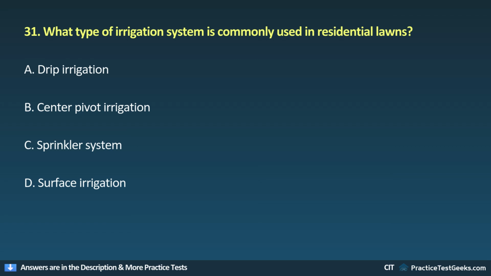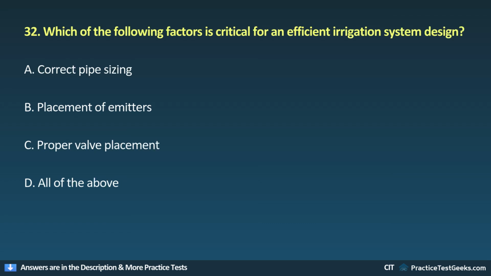31. What type of irrigation system is commonly used in residential lawns? A. Drip irrigation. B. Center pivot irrigation. C. Sprinkler system. D. Surface irrigation. 32. Which of the following factors is critical for an efficient irrigation system design? A. Correct pipe sizing. B. Placement of emitters. C. Proper valve placement. D. All of the above.